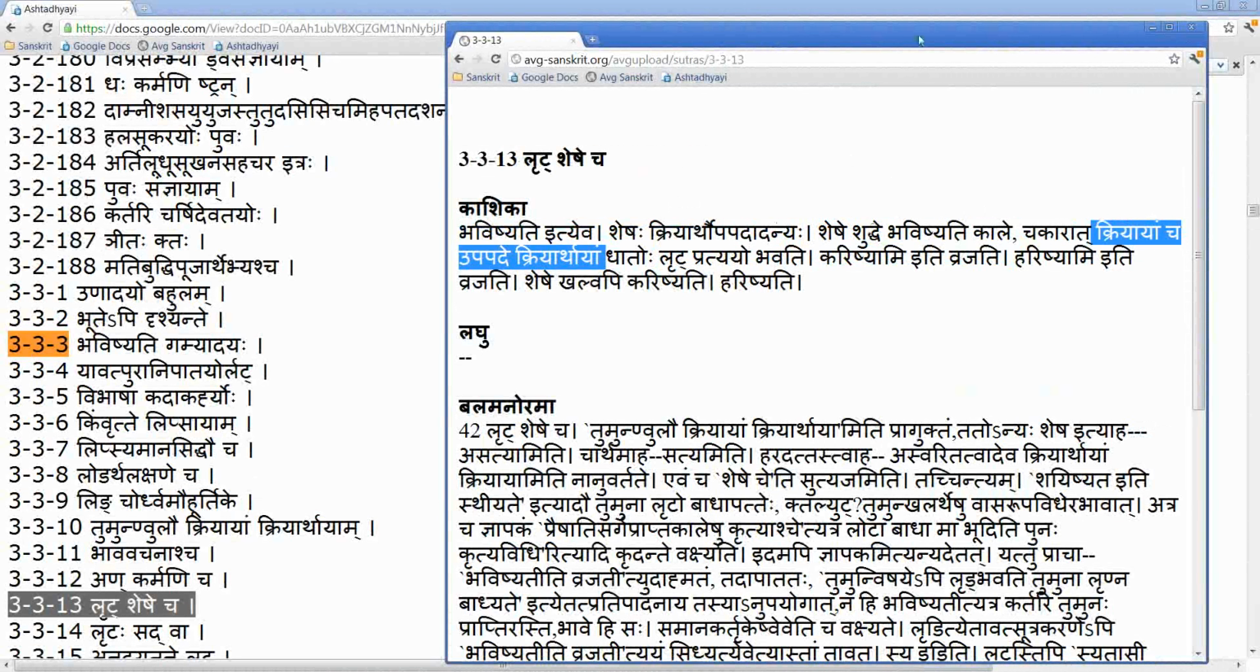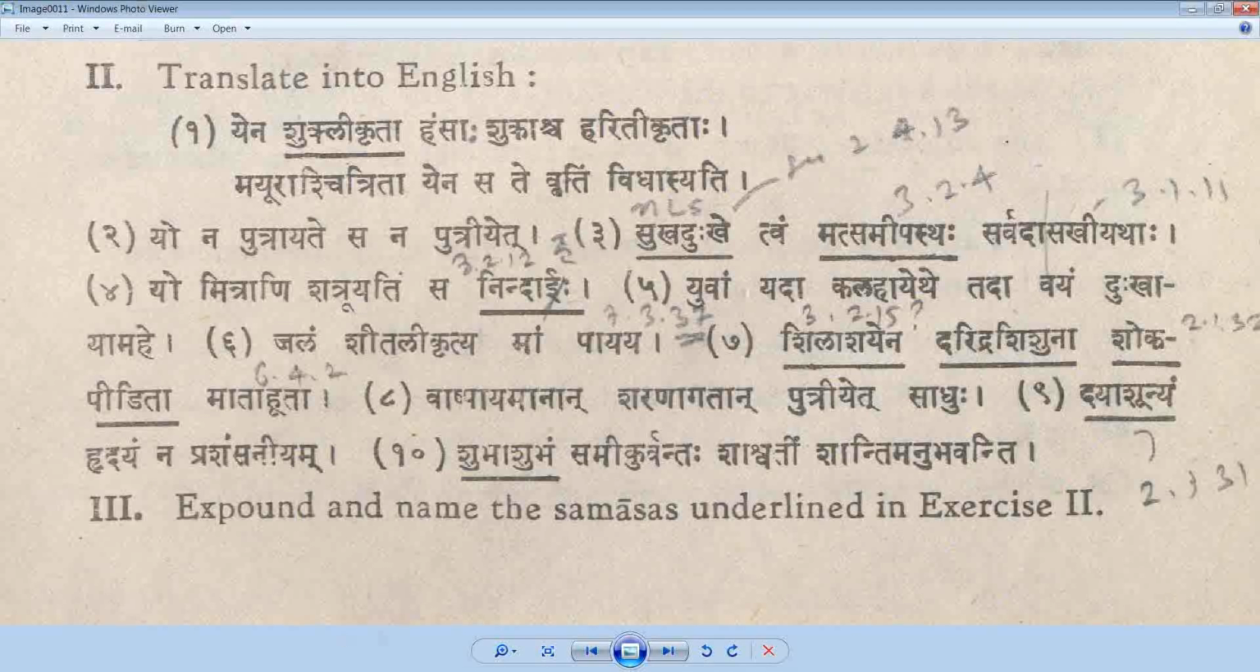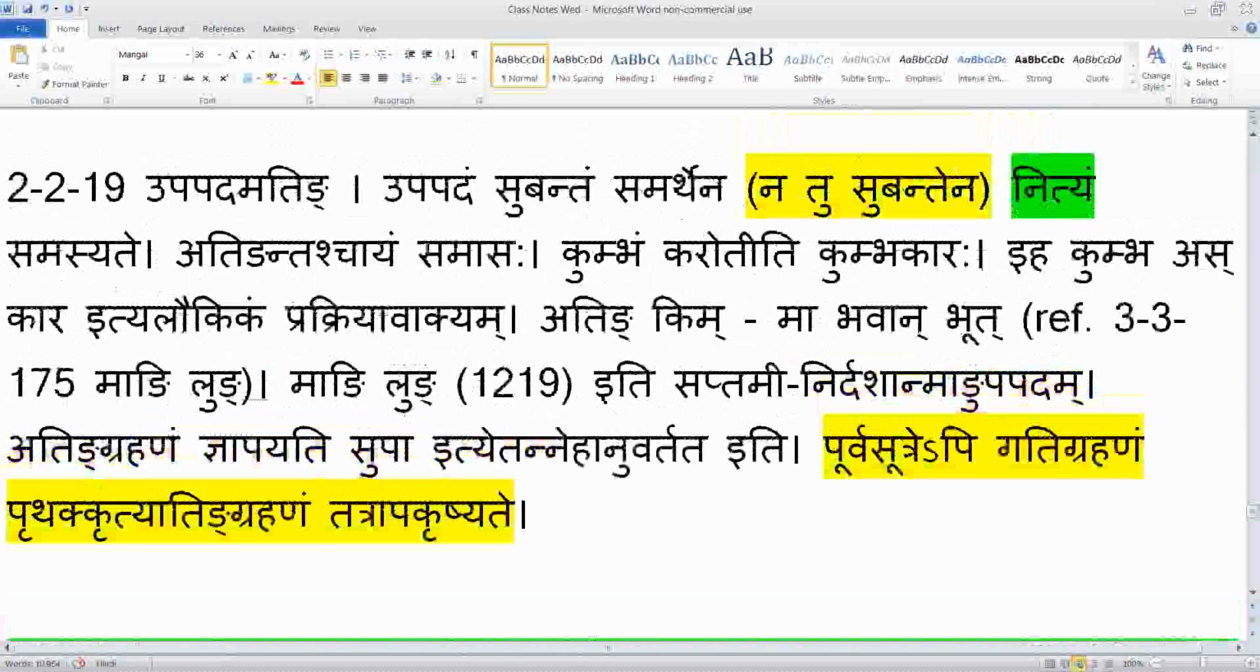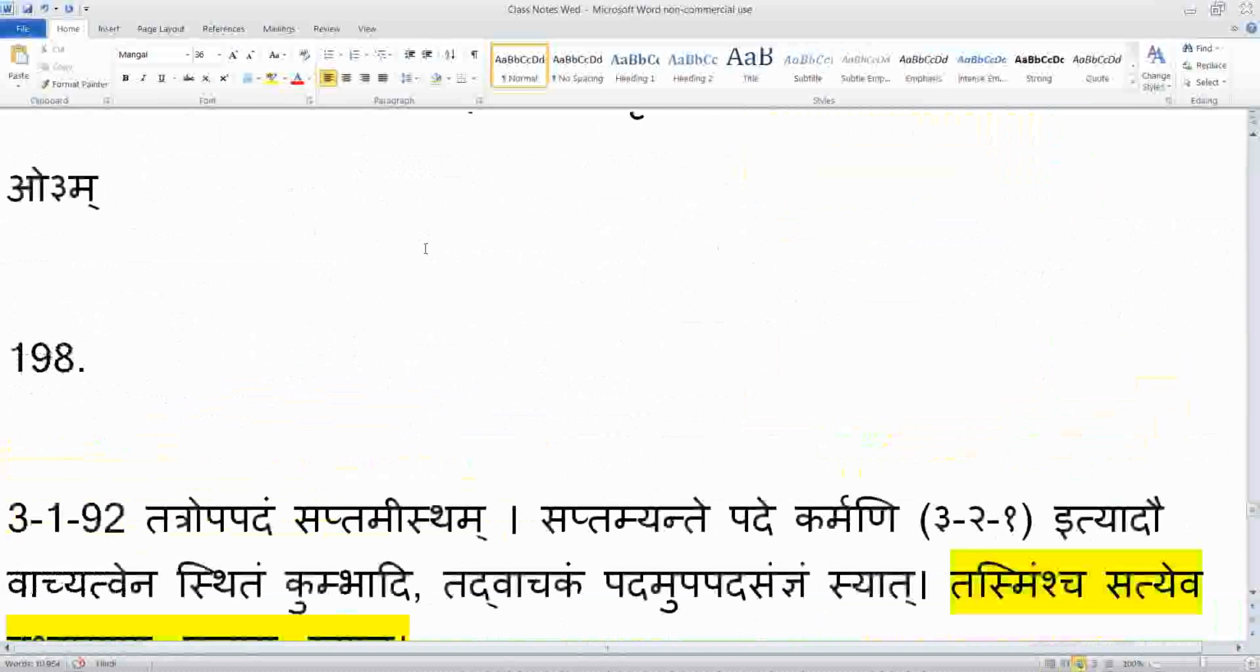So vidhasyati, straightforward form, is also an anit dhatu, so it will be vidhasyati. Now let's go to the document. Let's see what I have here. You have the yat tat construction.